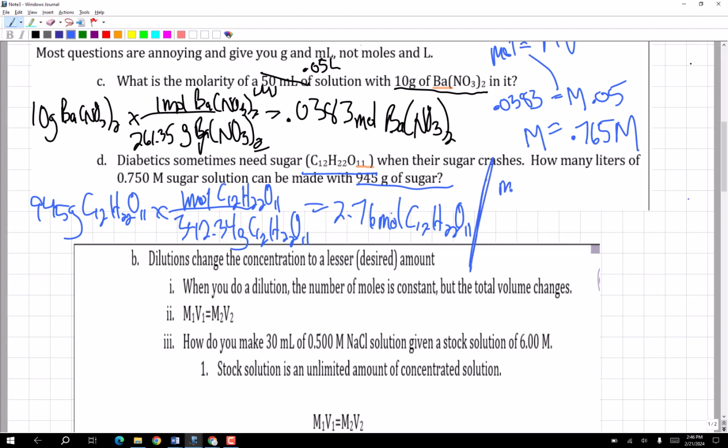Now, how many liters of the sugar can I make? Okay, so moles equals MV. My moles are 2.76. My molarity is 0.750. And I'm solving for volume. So this volume, remember, is going to come out in liters. So 2.76 divided by 0.75, and I'm looking at 3.68 liters. All right.